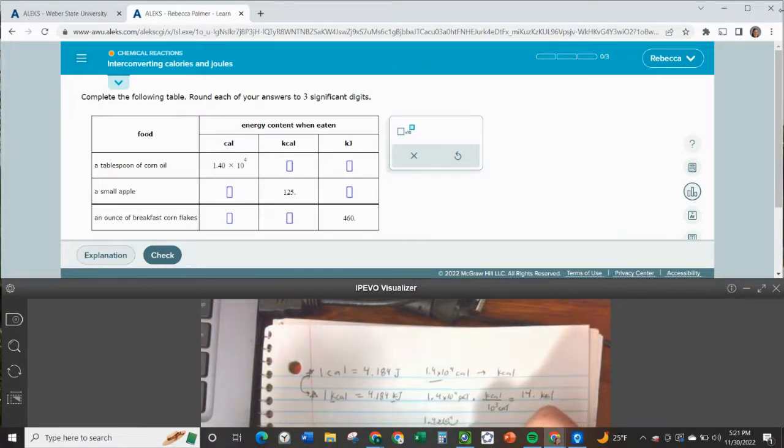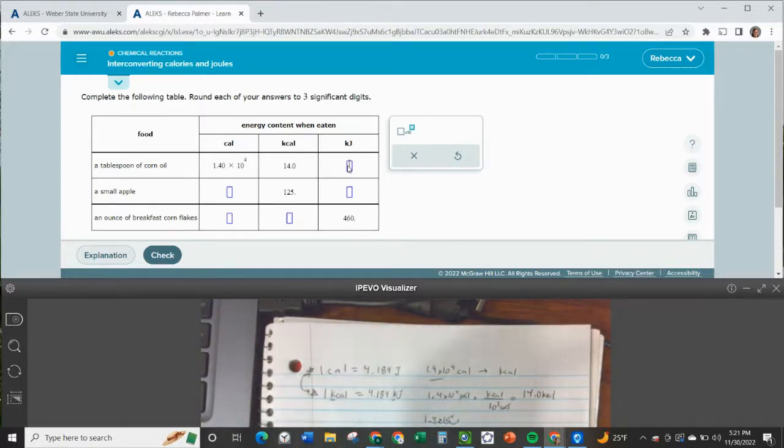And then divide by 1,000 because we're trying to get 2 kilocalories. 1, 2, 3. We're back to 14. So when I type this in, it needs to have 3 sig figs, so it'll be 14.0. And then if I'm trying to convert to kilojoules, I can take either of these numbers. I'm going to use the kilocalories.